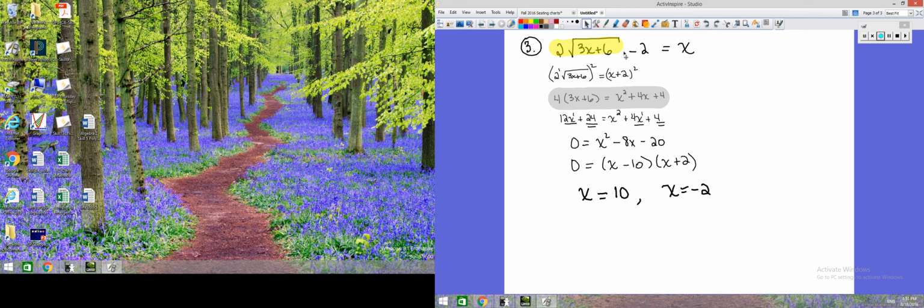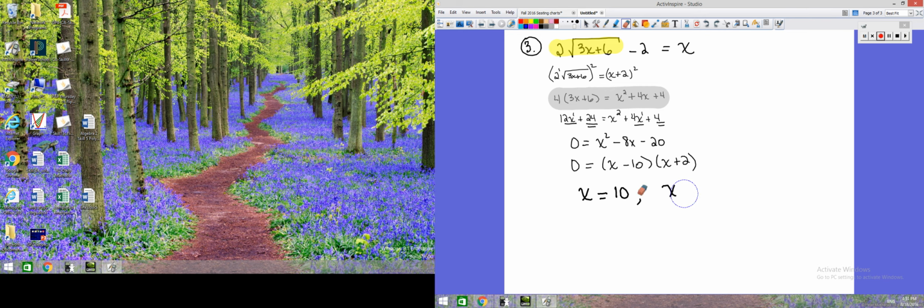So let's check that. 10 on both sides. 3 times 10 is 30, plus 6 is 36. Square root of 36 is 6. So I have 2 times 6 minus 2. 12 minus 2, I have 10 over here. And this x on the right hand side, we have a 10. So hey, it checks, because originally we weren't sure if we would get 10 or not. But on the right hand side, that says equal x. X is 10. Hey, that checks.